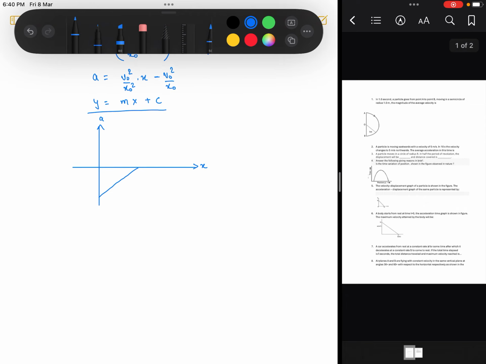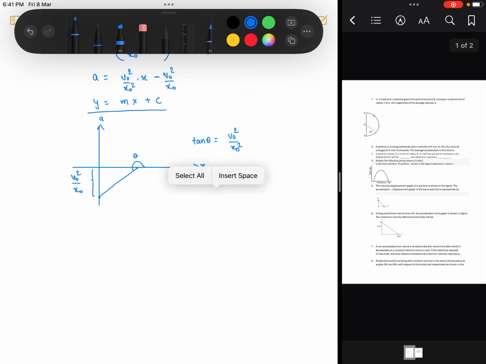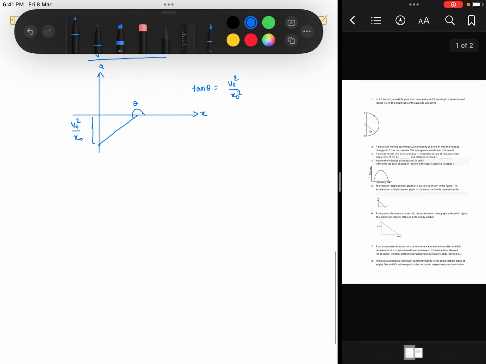Okay, so here this will be the slope theta, that is equal to tangent theta. Here tangent theta will be equal to v naught square by x naught square, and this will be equal to the y-intercept, that will be equal to v naught square by x naught. Okay, so this will be the most suitable acceleration and displacement graph for the given velocity and displacement graph.